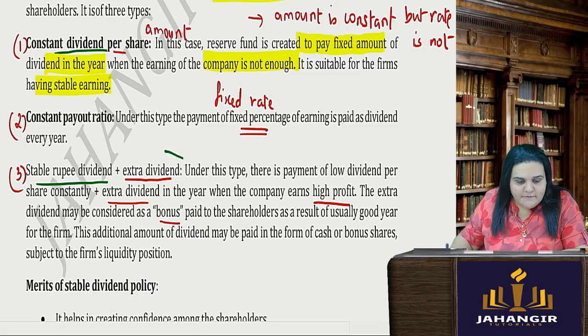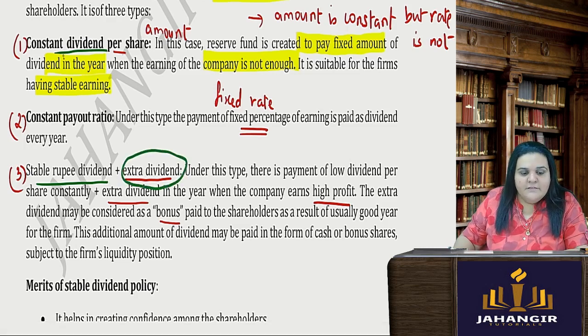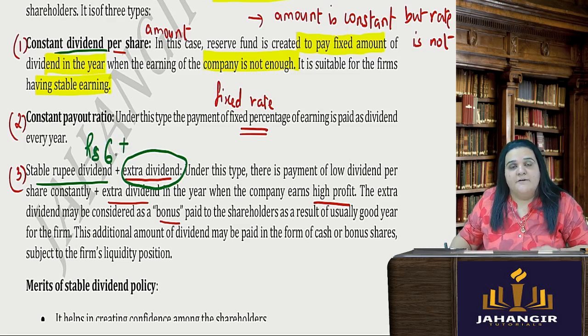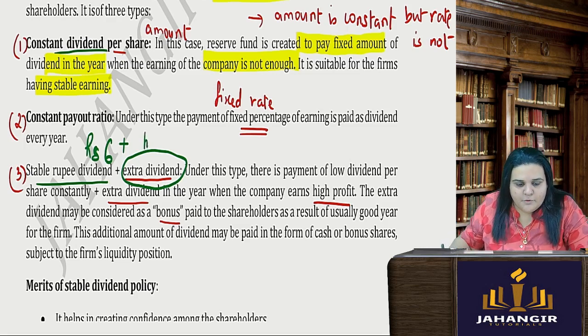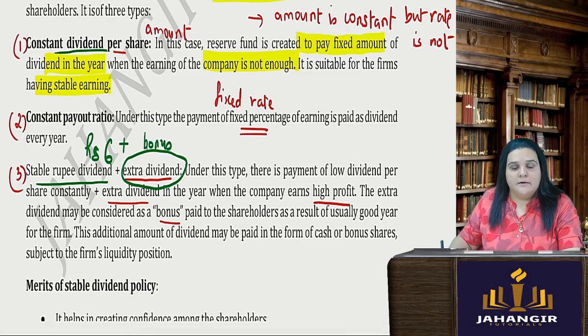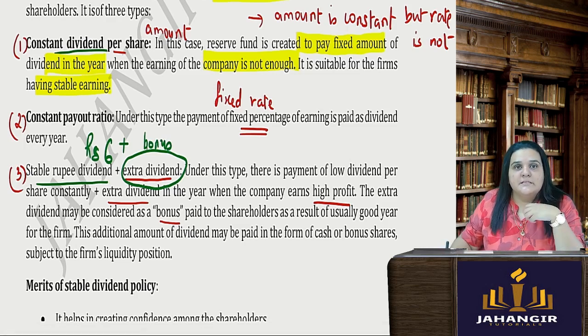So extra dividend will depend. You have this stable rupee dividend per share, rupees 6 per share you will get as dividend. This is stable. If the company has made extra profits, generated more, and there is a lot of amount in the reserve, they give this extra dividend in the form of bonus. So this year they might get it, next year they might not. There can be extra dividend in the year in which the company has really earned a high amount of profit.